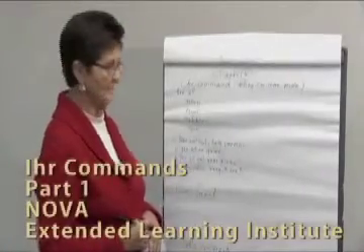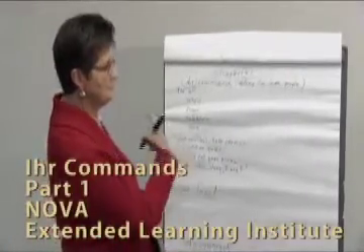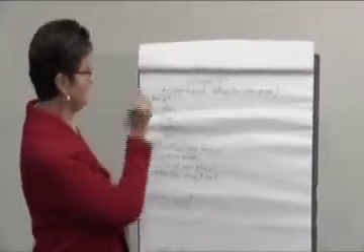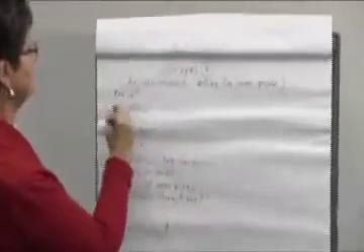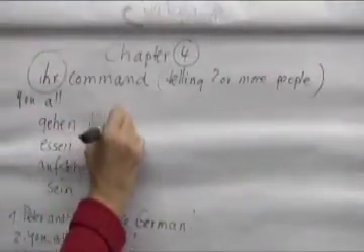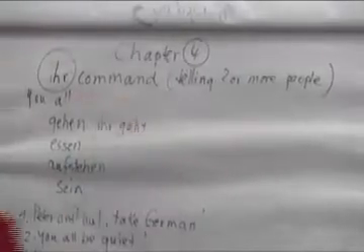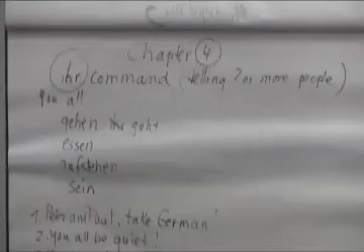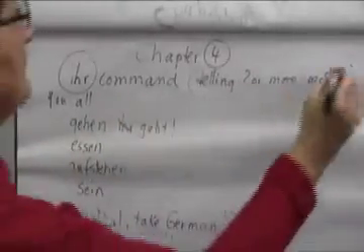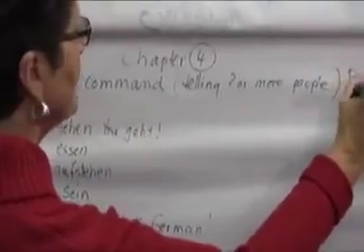Let's look at ihr commands. How do we form them? How do we tell two or more people what to do? Remember, obviously, we use ihr in the back of our heads, right? So what's the ihr form of gehen? Ihr geht. Remember, you add a T. Okay, you drop off the ihr, and here's our command form. Geht. And we're talking to more than one person, like Peter and Paul, for example.